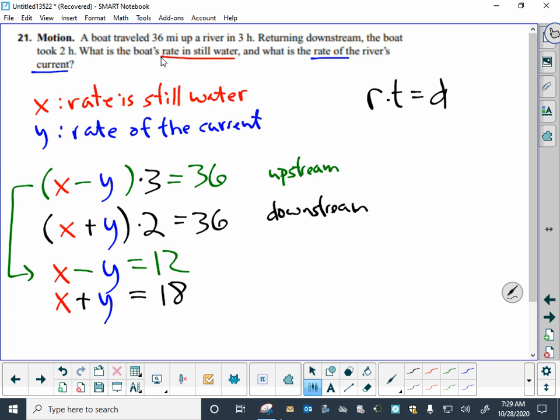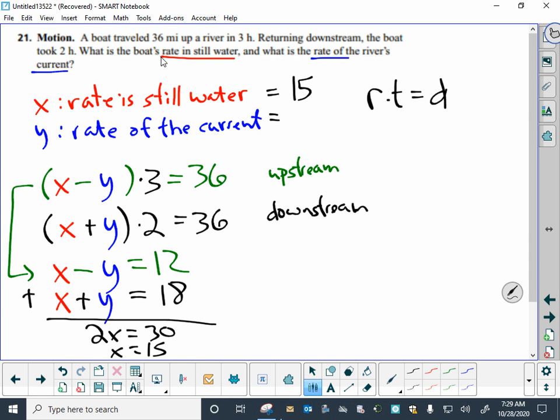And this is set up already so that all I have to do is add these two things together, and the y's will go away. I'll get 2x is equal to 30. So x is 15. x was the rate in still water. This is 15 miles per hour.